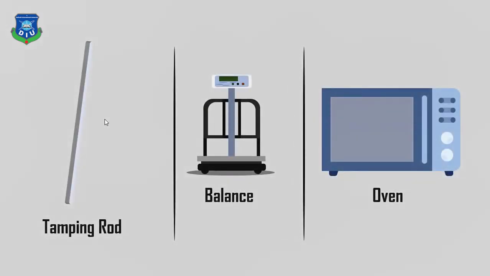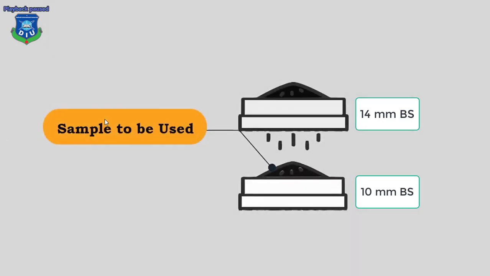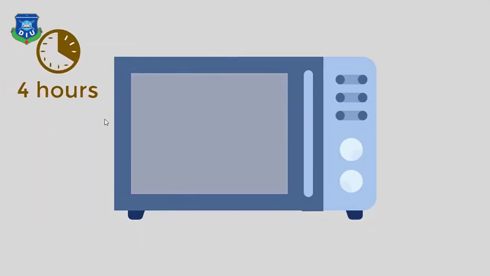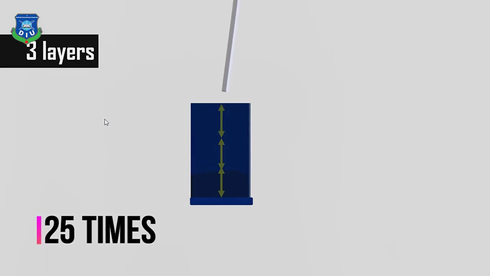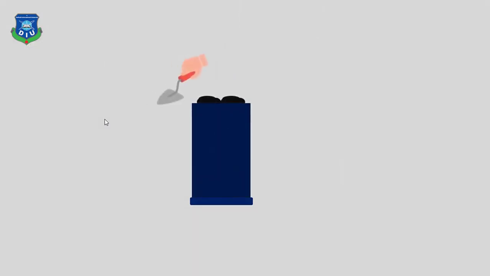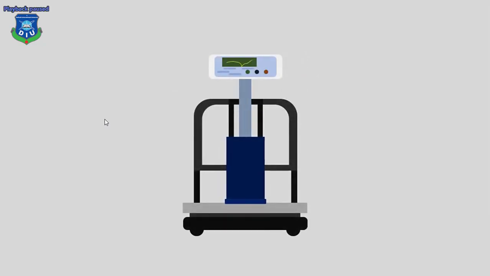A tamping rod, a balance and an oven are needed in the experiment. And what I have told you earlier, the sample must pass through the 14 mm sieve and be retained on the 10 mm sieve. And the sample must be dried for 4 hours at 110 degrees Celsius. The cylindrical measure is filled in 3 layers and each layer is tamped 25 times. Once filled, the surface is leveled. Then we will take the weight of the aggregate. Let W1 be the weight of the aggregate, the initial weight.